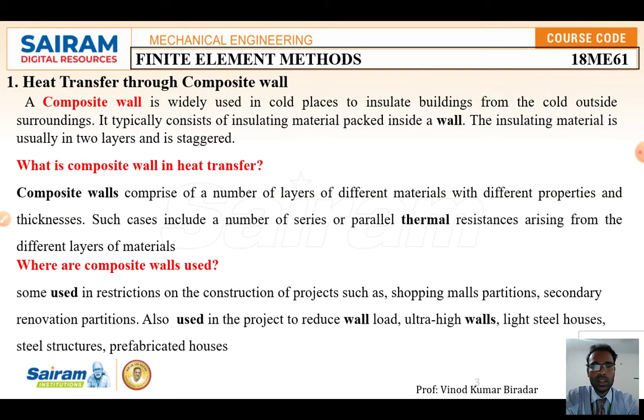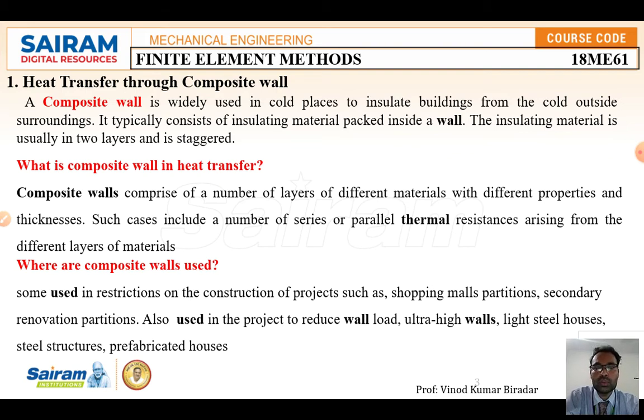First is heat transfer through a composite wall. Let us understand what you mean by composite wall. A composite wall is nothing but a wall made up of a number of materials. It is widely used in cold places to insulate the building from the cold outside surroundings. That is the main purpose of using the composite wall.